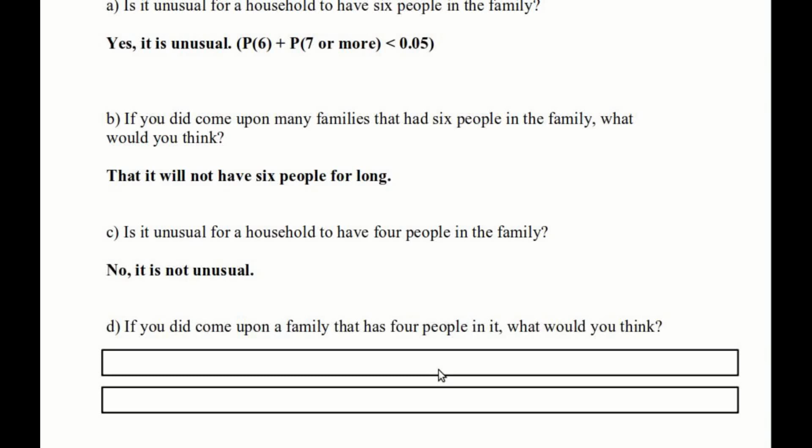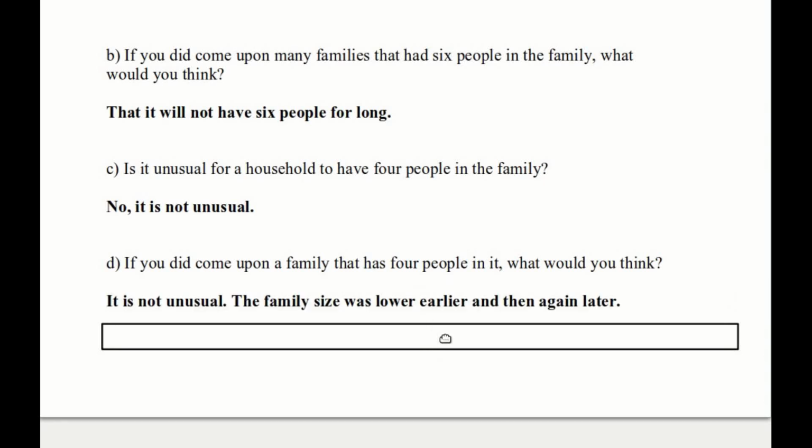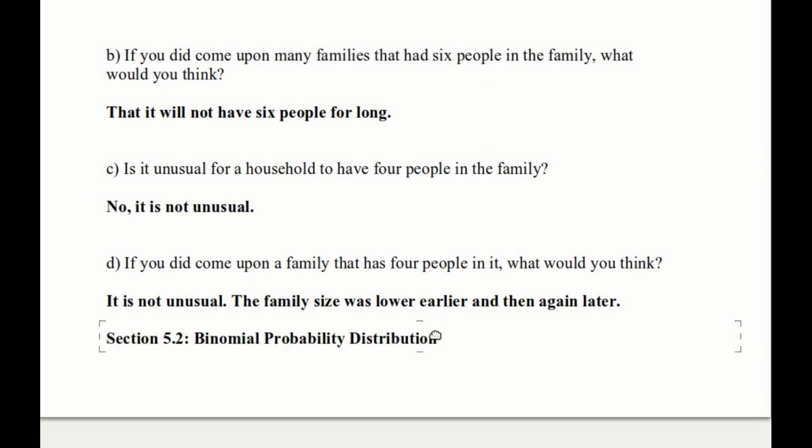Nope, it's not unusual. If you came across a family that had 4 people in it, what would you think? I'd say it's not unusual. The family size probably was lower earlier and then will become lower again. Another thing to point out, there's a lot of ways of having a household with 4 people in it. Again, think back to nieces and nephews, aunts and uncles, parents, grandparents. Lots of ways that a family can have 4 people in it. So it might be temporal, it might be the fact that there's just many different generations.